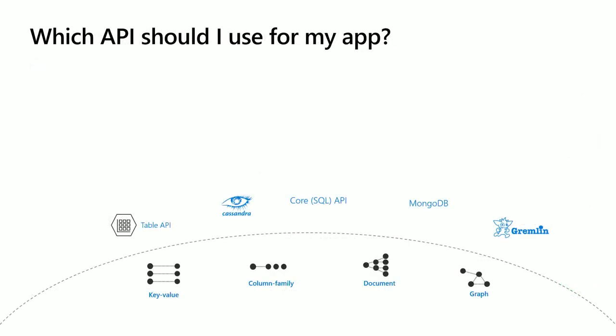Okay. Next thing I want to do is figure out which API should I use for my application. Now, earlier I told you we have all these APIs, all these data models, too many choices, too hard to make a decision.